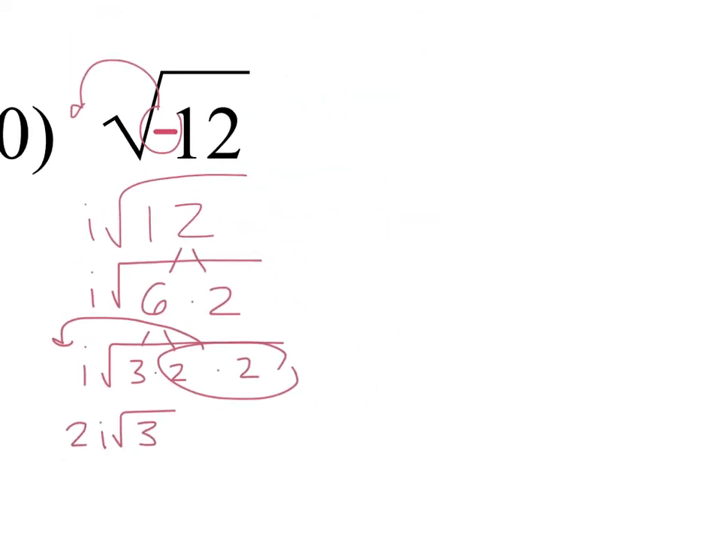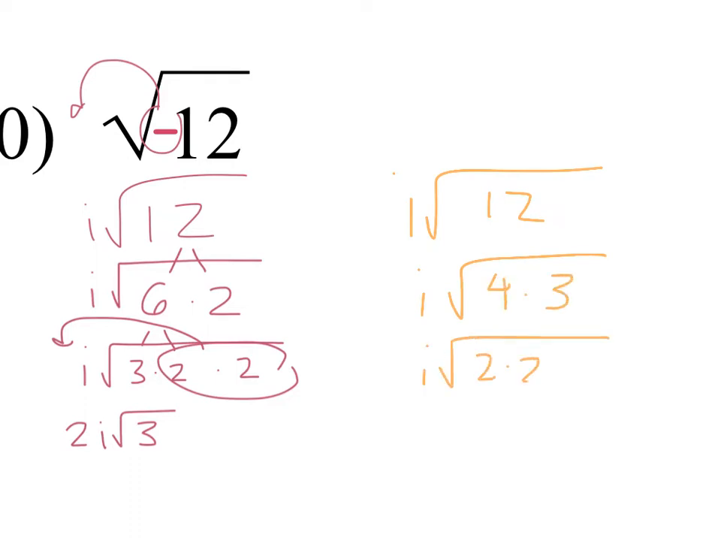You will get the same answer if you split up 12 with 4 and 3. So we get 2 and 2 and 3. We just take out the pair of 2's. So we get 2i square root 3. So it doesn't matter how you break it down, you'll still get the same answer.